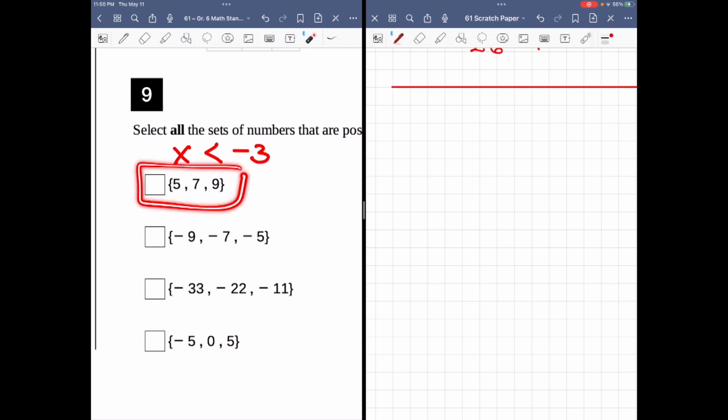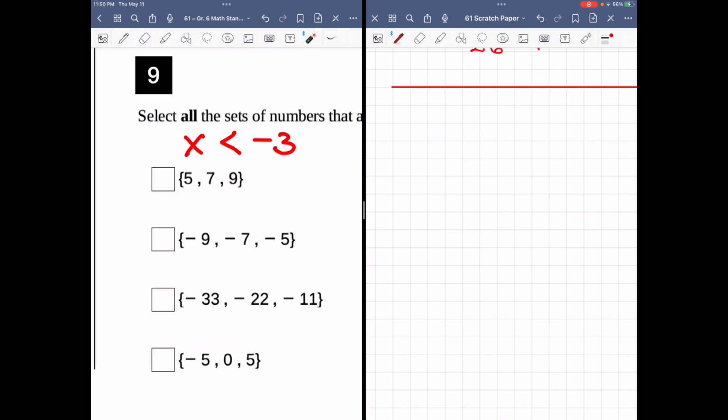And for each line, we need to substitute each value in place of x. So starting with this first line, we'll test it with 5, then test 7, and then test 9 to see if it's true. So first one, let's test 5. So instead of x is less than -3, we're going to test 5 is less than -3. Positive is always greater than -3, not less than. So we know that this one here is false. And as soon as one of the elements is incorrect, you can just cross off the whole line. So first answer choice is a no.